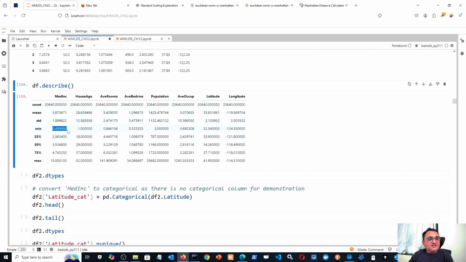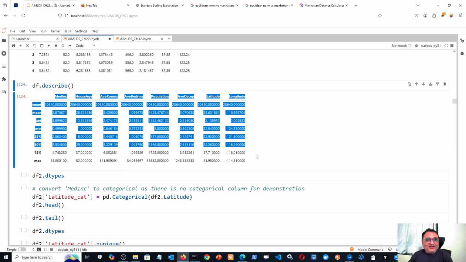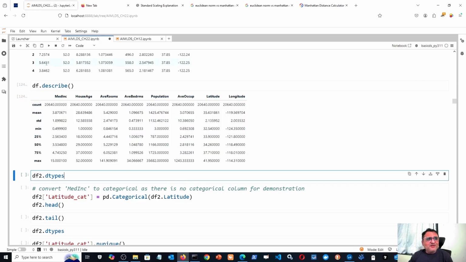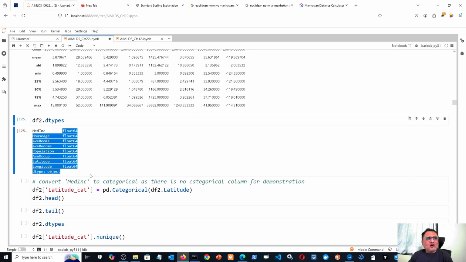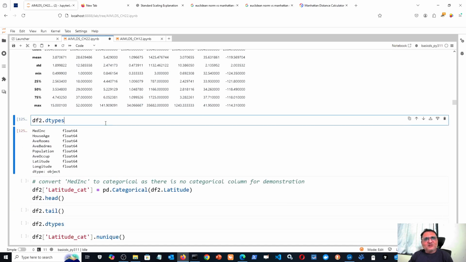The minimum value for the first column, median income, is 0.5, and the house age is say 1 to 52 years. Average rooms are minimum 0.84 to maximum say 141. But all these three rows, even average bedrooms, look more or less on the same scale. But consider population. Now the minimum value is 3, but the maximum value is 35,682. That is a pretty large scale. This type of data set can be fed directly to the algorithm, because if I see the data types, all are numerical. So I can directly feed it to some algorithm.